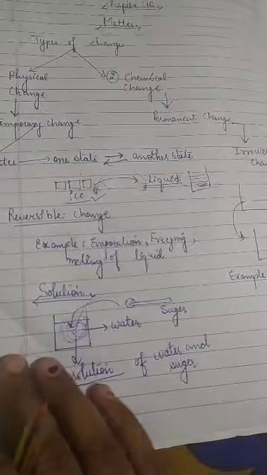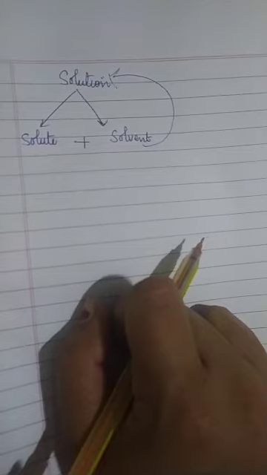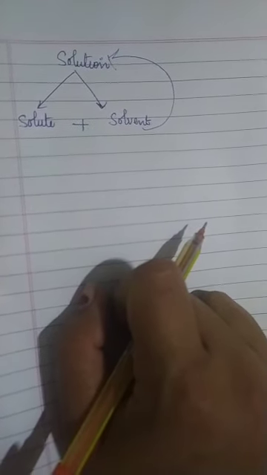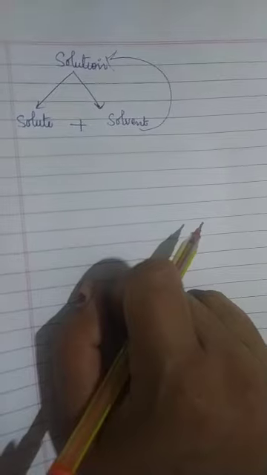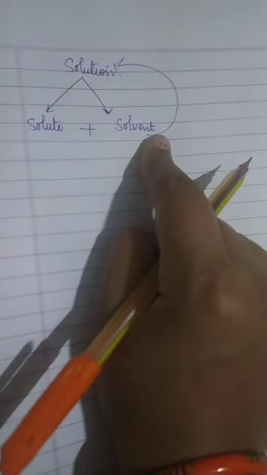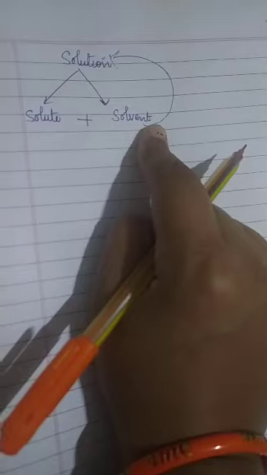Now, I'll make you understand two more words in this solution. Solution is made up of solute and solvent. When they both mixed, solution is formed. So this is a scientific language. Let us correlate these words with the example which I have taken now.